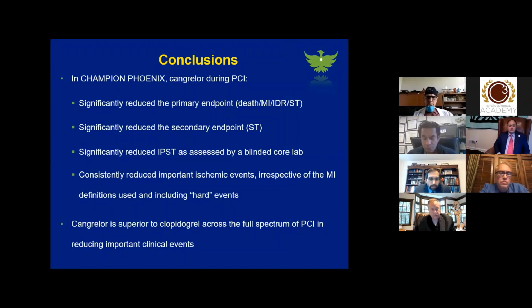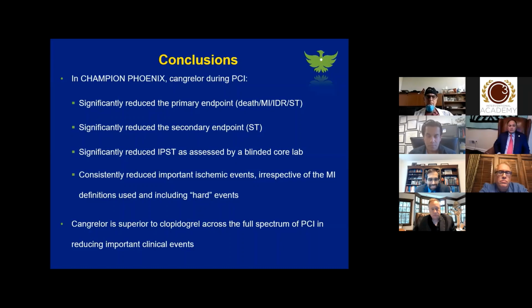And as I mentioned, this core lab analysis led by Dr. Stone, the largest core lab analysis done to date in interventional cardiology, and he'll come back with some more specific angiographic analyses that he published in EHJ later on this evening.